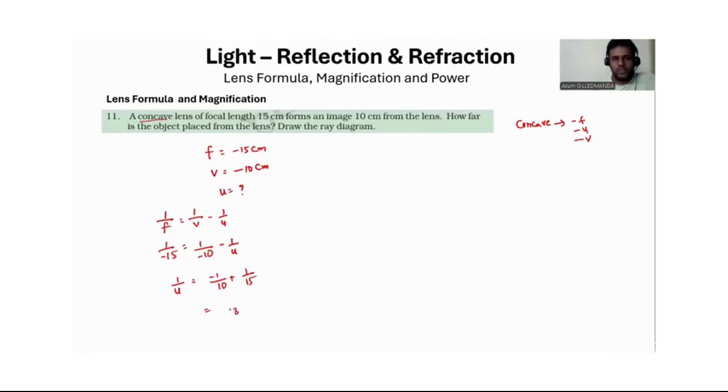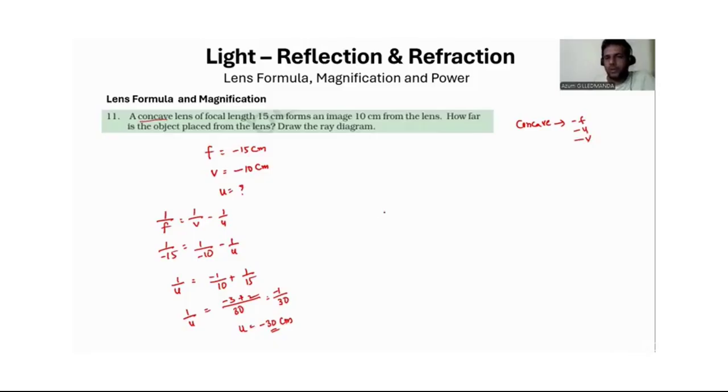Now the LCM is 30. So this is minus 3 plus 2. That is 1 by U. That means minus 3 plus 2 is minus 1 by 30. So U is minus 30 centimeters. Obviously, you'll get U as minus. Now, draw the ray diagram.